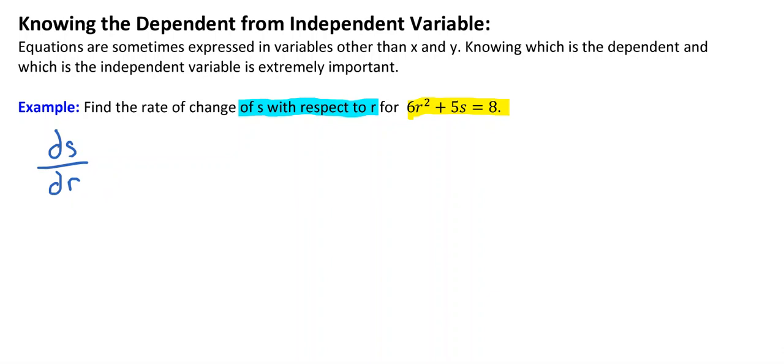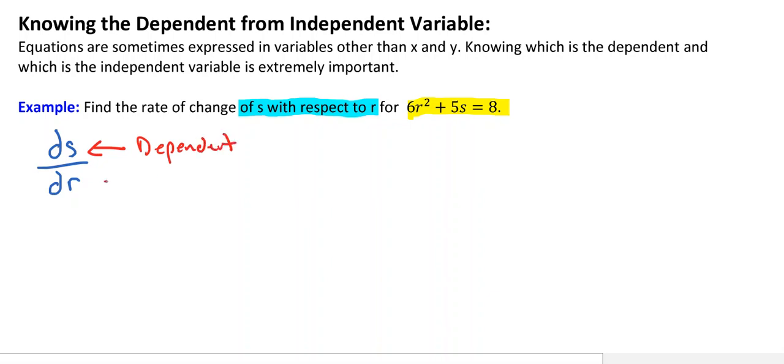This is implying then that the variable in the numerator, S, is dependent and the variable in the denominator, R, is the independent variable. And so, therefore, we now know how to go about doing our implicit differentiation, knowing which is the dependent and which is the independent variable.